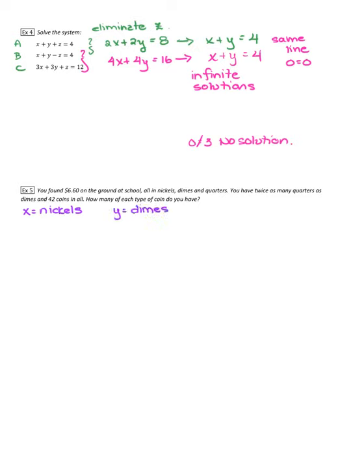Again, you always want to let us know what you're using for your variables. Z is going to be quarters. All right, so my first equation is going to be my quantity equation. How many coins do I have, regardless of the variables and how much they're worth? And that is 42 coins. So if I take the number of nickels and add it to the number of dimes and add that to the number of quarters, I have 42.